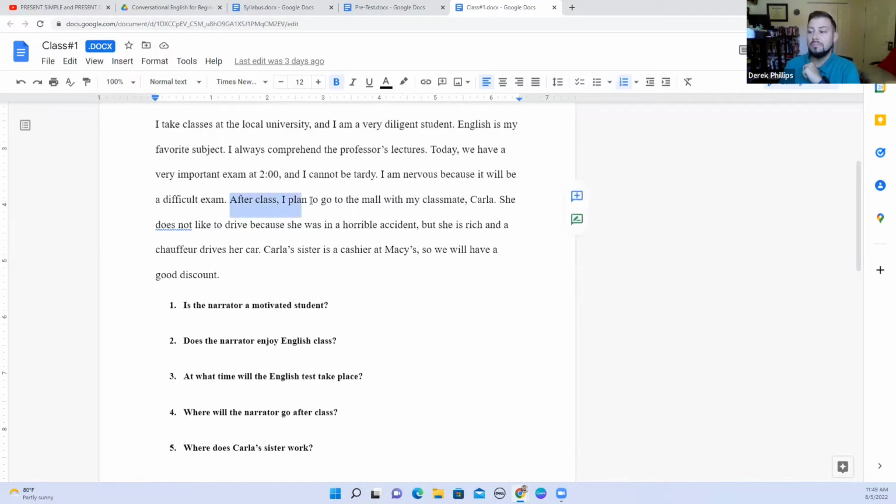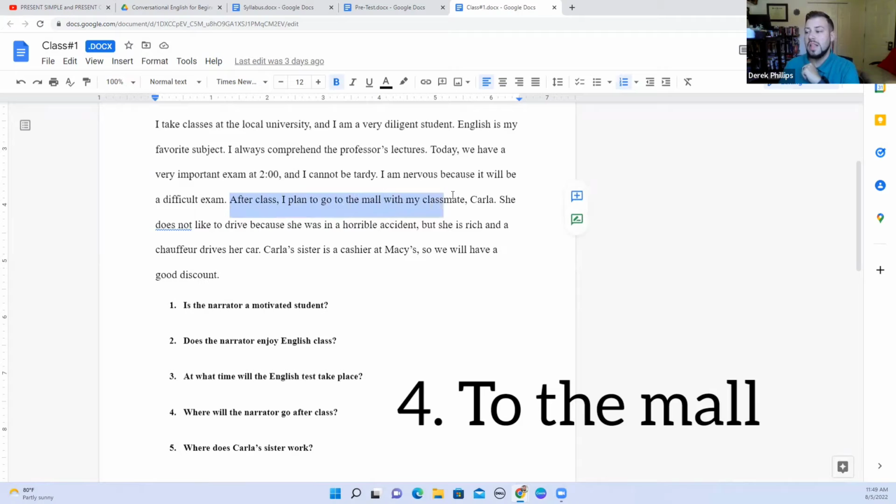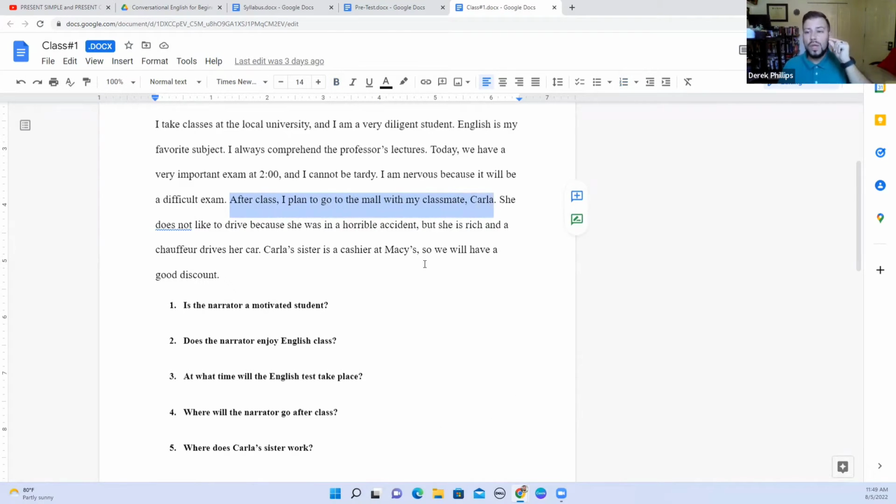After class, I plan to go to the mall with my classmate Carla. To the mall. Again, we can recognize certain words and certain verbs. For example, plan is very similar in several languages. For my Spanish speakers out there, planear, it's very, very similar. Sometimes the pronunciation sounds different, but when you see the words like this in a written format, you can understand the overall meaning.